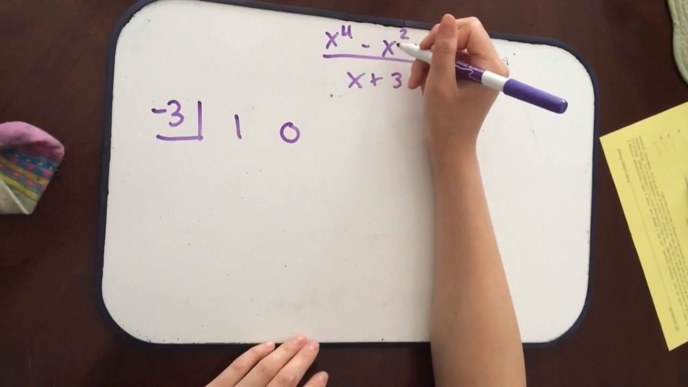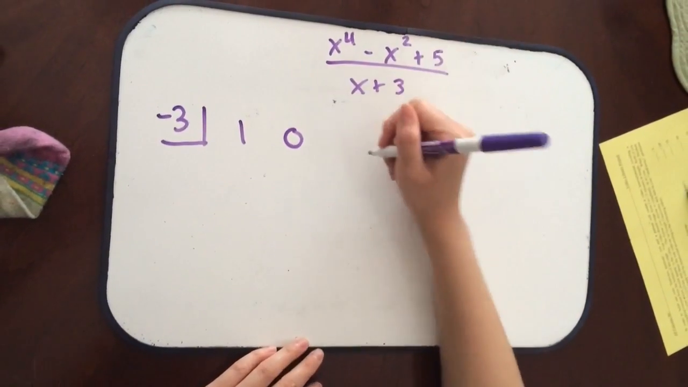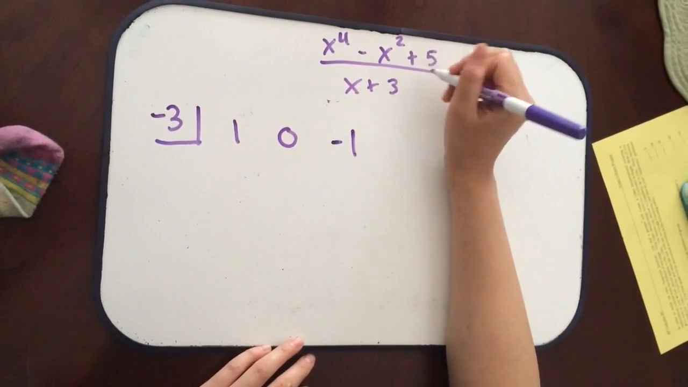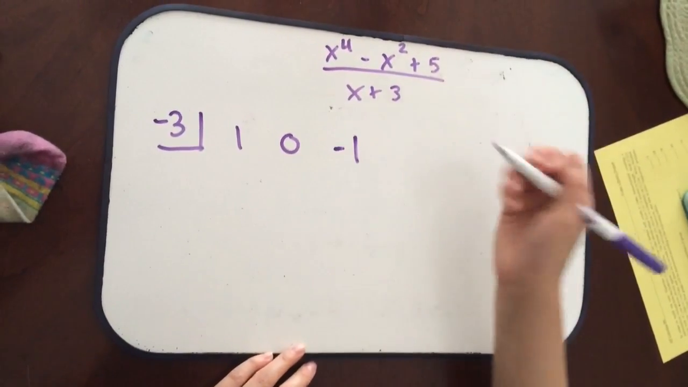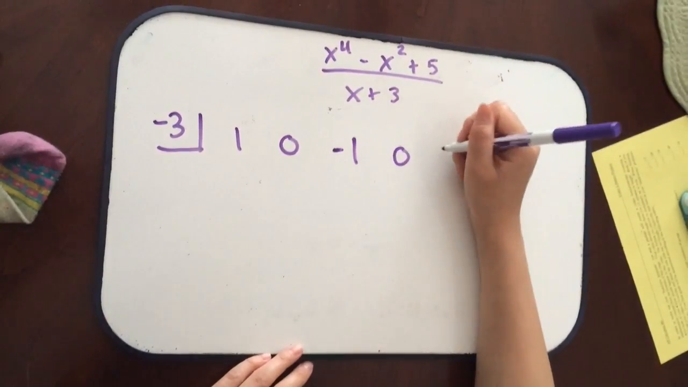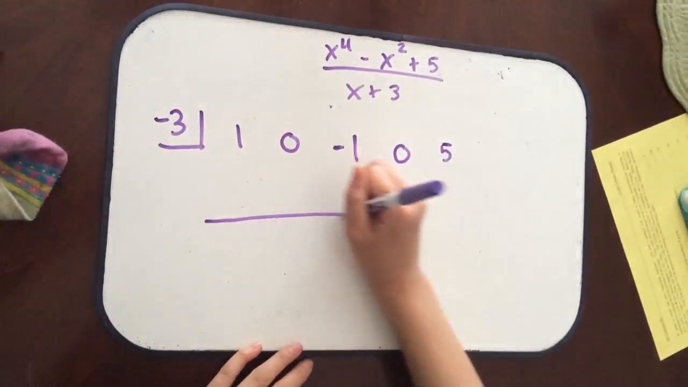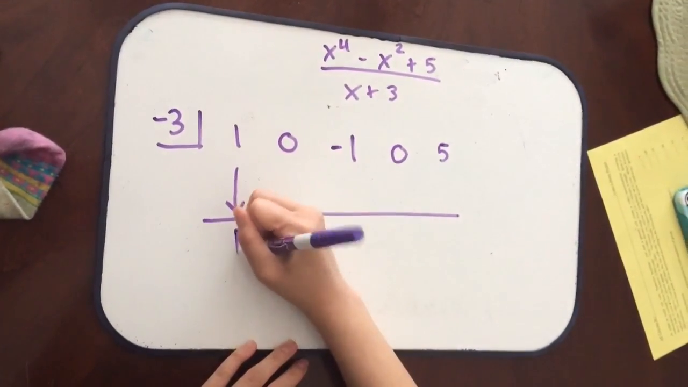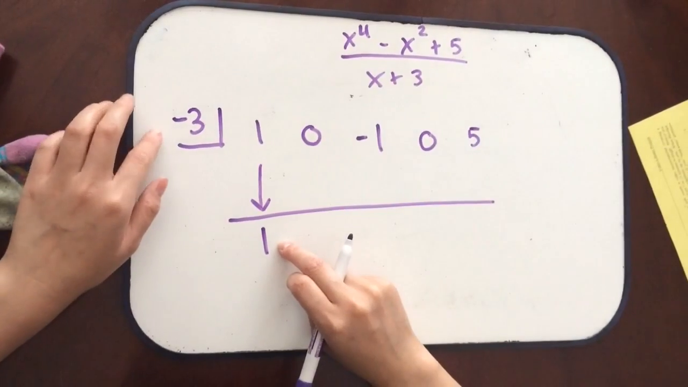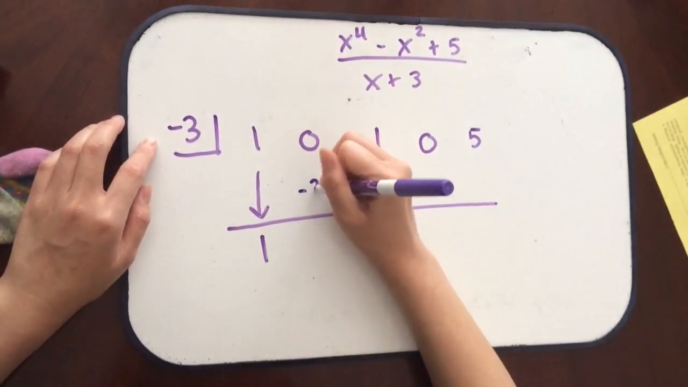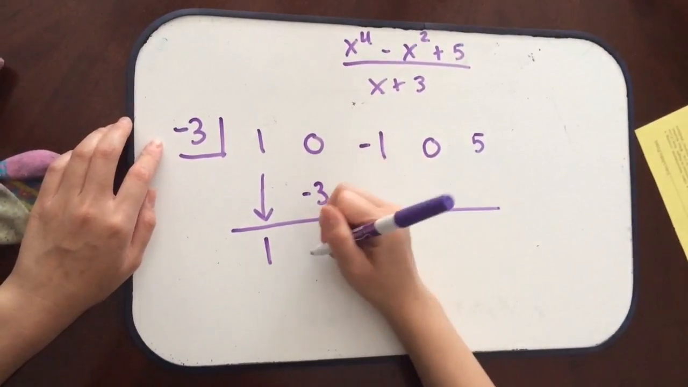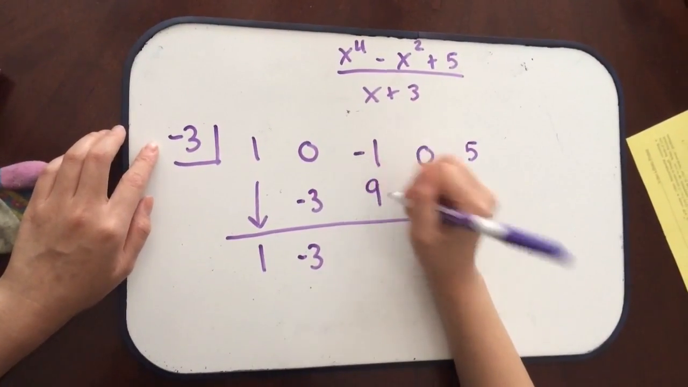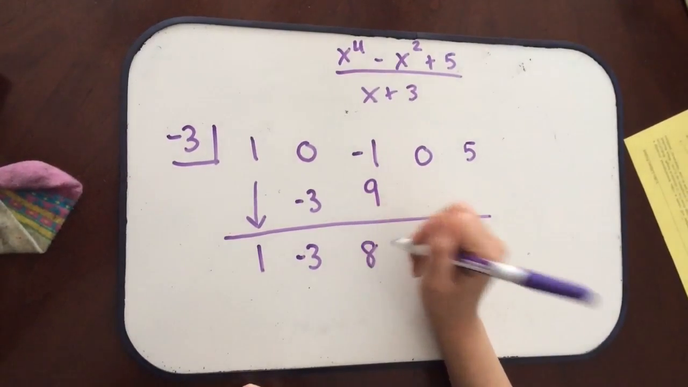Then you have the coefficient in front of the x squared, and that will be negative 1. And then, again, there's no x to the first degree, but you need to account for it, so there's a 0 and then a 5. Okay, you're going to automatically bring down the first term, and so you'll have a 1, and then you multiply it by the negative 3 to get negative 3, and then you add the column, so you'll get negative 3. Then multiply negative 3 by negative 3, and you'll get positive 9. Add the column, and you'll get 8.